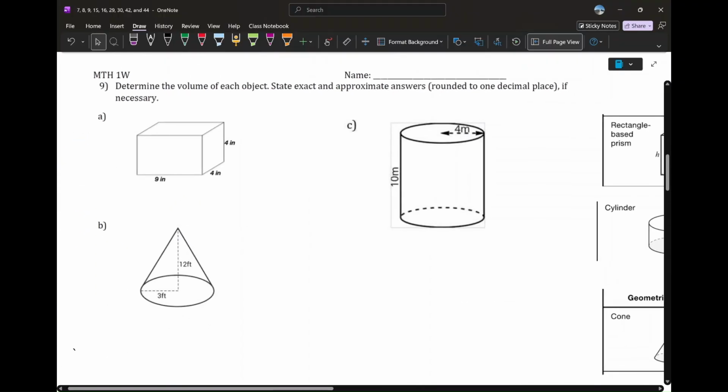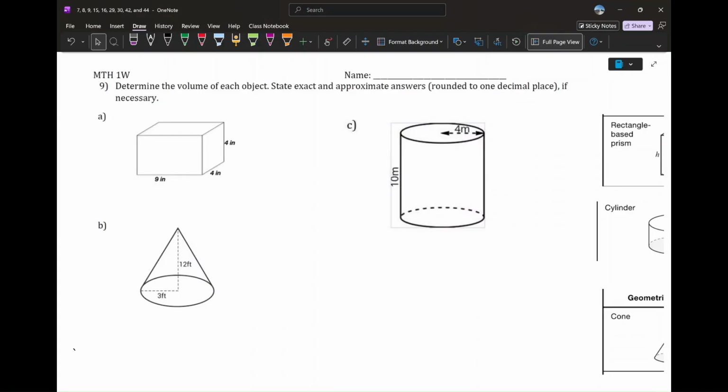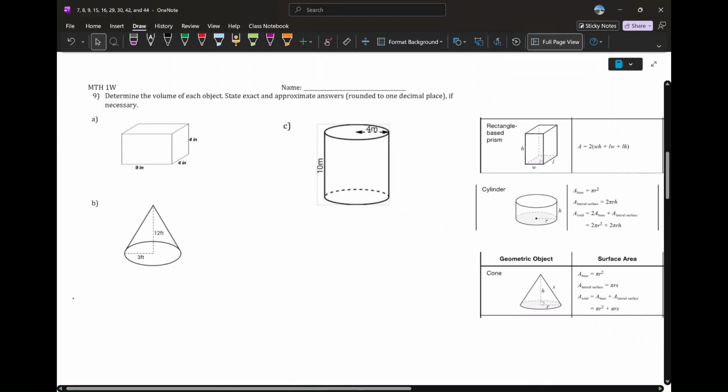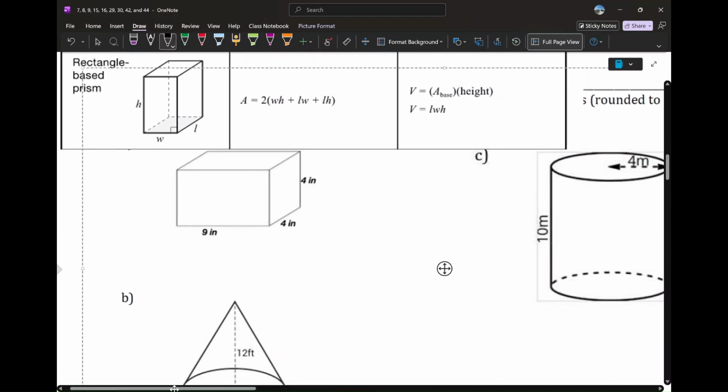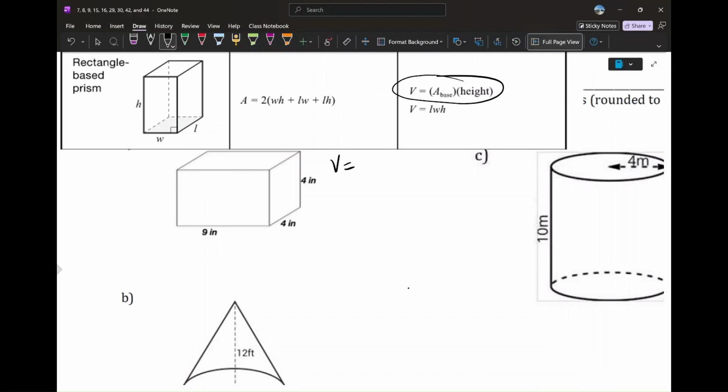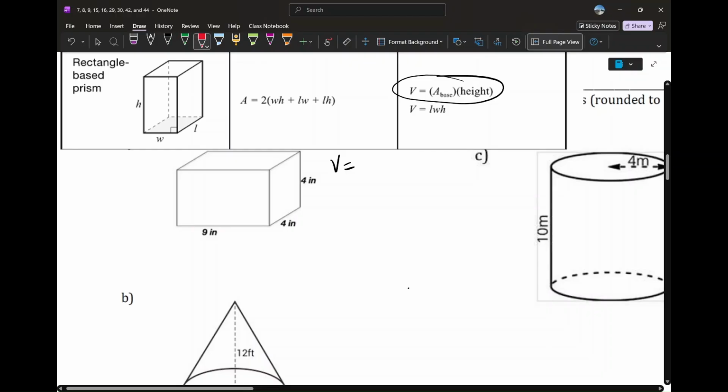The next question here, determine the volume of each object. State exact and approximate answers. Lucky us, we get the formulas for all these beautiful shapes, so you don't have to remember or memorize any of these special shapes. So let me bring this one over here. So the volume of a rectangular based prism is the area of the base times the height. It's your job to figure out which is the base. If you want, you can call the base even this side.